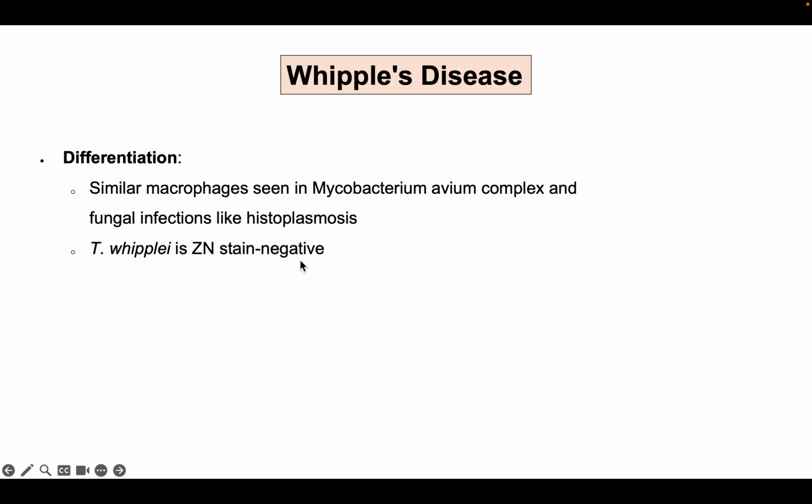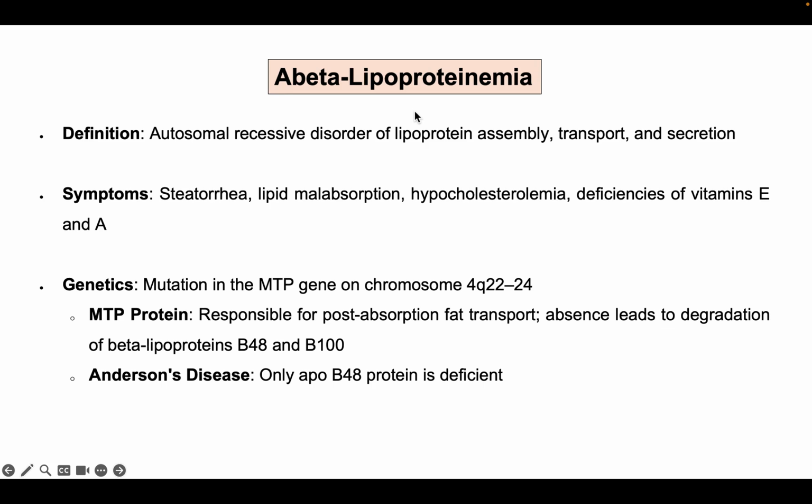You also have to differentiate Whipple disease from Mycobacterium avium complex, which shows similar histopathological features, and also from fungal infections like histoplasmosis. For fungal disease you should do the argyrophilic stain, Gomori methenamine silver, and to differentiate from Mycobacterium avium complex you should do the ZN stain, the Ziehl-Neelsen stain, which will come negative in Whipple's disease.